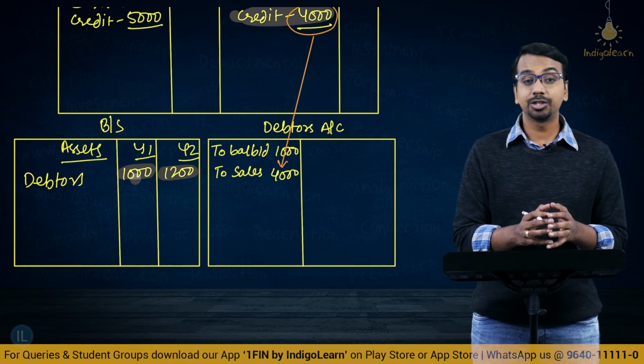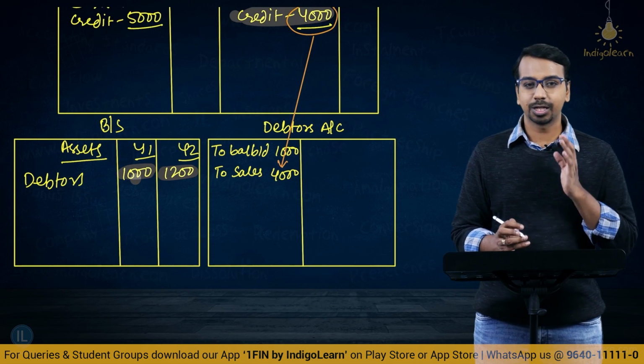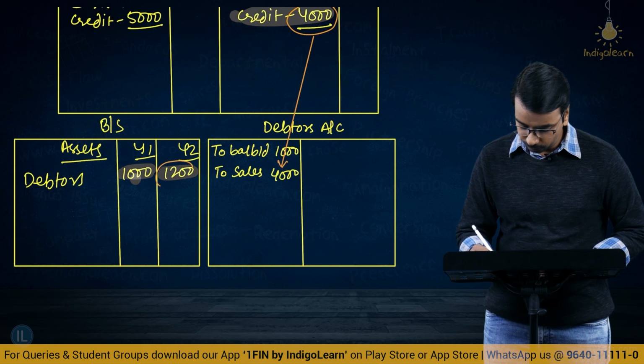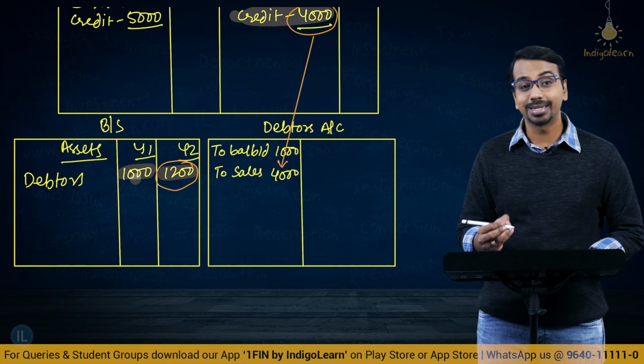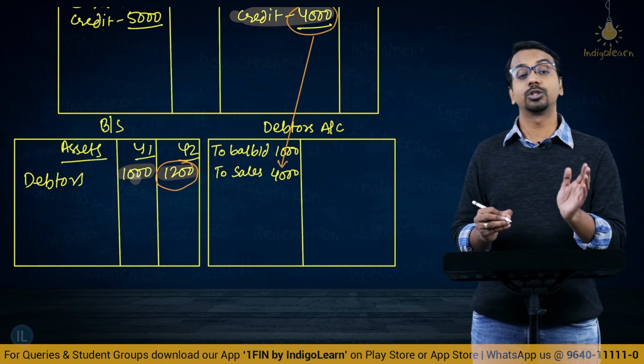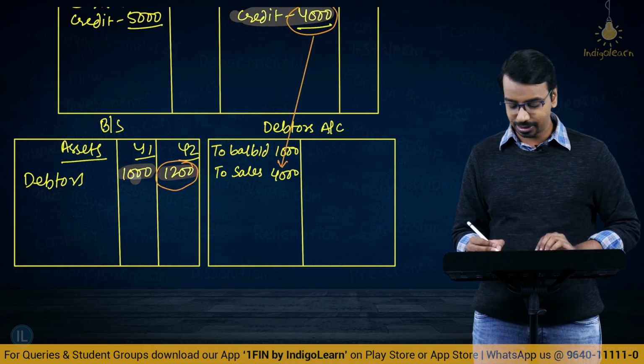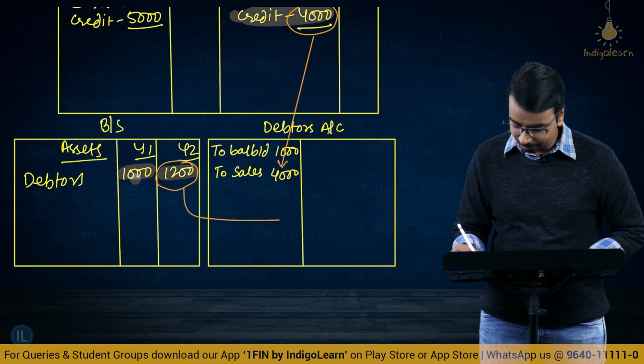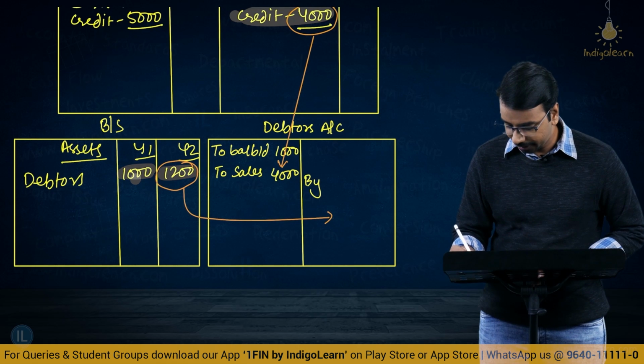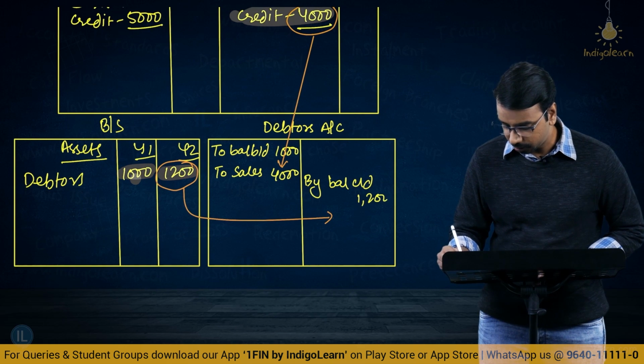Now, in the balance sheet of year 2, if you look at the debtors balance, it is given as 1,200. This is nothing but the closing balance which will be shown on the credit side of your debtors account because it's a closing balance. The balancing figure will come on the credit side. So, we will write here by balance carried down 1,200.